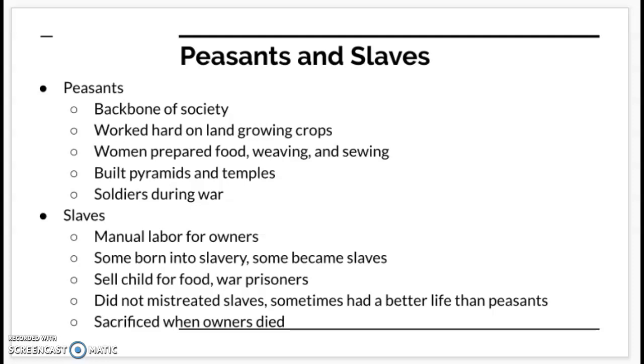The Maya did not mistreat their slaves, and sometimes they had a lot better life than peasants because they were always well taken care of and always had a lot of food. However, one downside of being a slave is that if your owner died, you were then sacrificed to the gods to ensure that your master made it into the next life. So, not so great there.